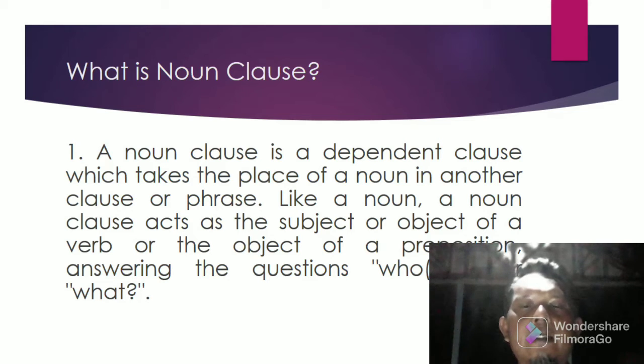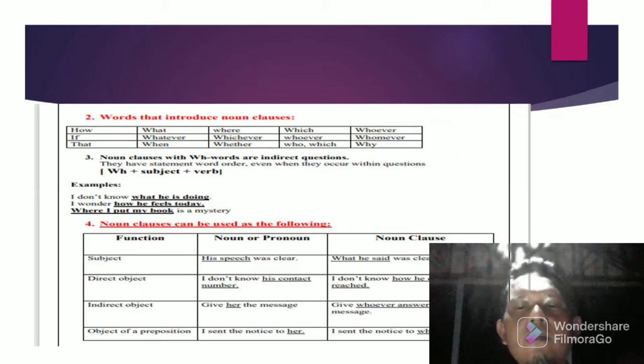A noun clause is a dependent clause, remember? A dependent clause cannot stand alone. It must be followed by another sentence. Take a look at the words that introduce noun clauses: how, if, that, what, where, whichever, when, whether, which, whoever, who, whomever, and why.